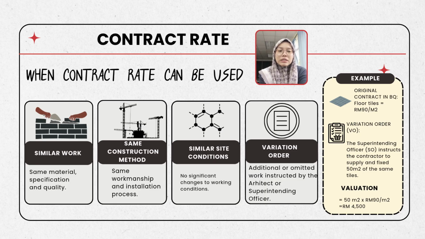Since the work is exactly the same as the original contract, we use the existing contract rate without preparing a new rate. The calculation is straightforward, which is 50 square meter multiplied by RM90 per square meter. The total is RM4,500. Therefore, the value of the variation order is RM4,500.